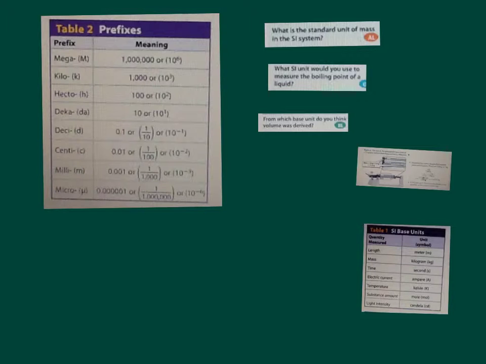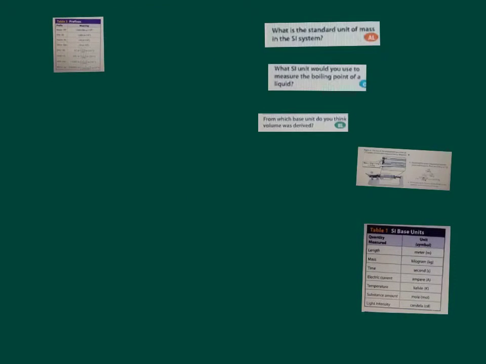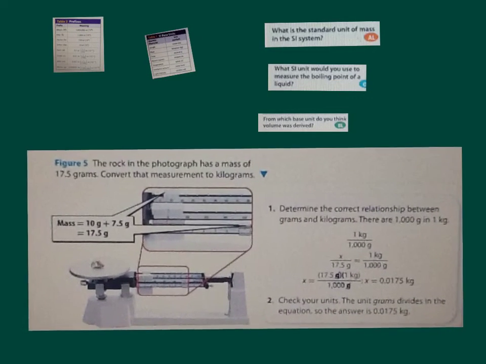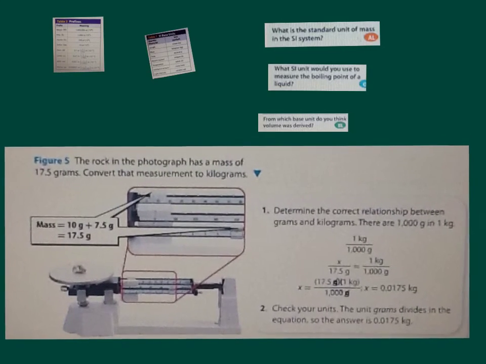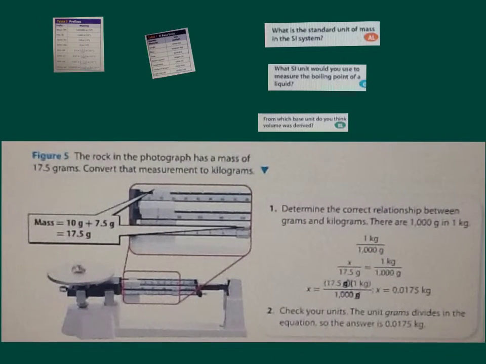Now I want to talk about converting among SI units. So let me move some things around here for us and get out the main screen, and hopefully we can start to understand this information. This is figure 5. In figure 5, you'll notice right here there's a rock. It has a mass of 17.5 grams. Convert that measurement to kilograms.